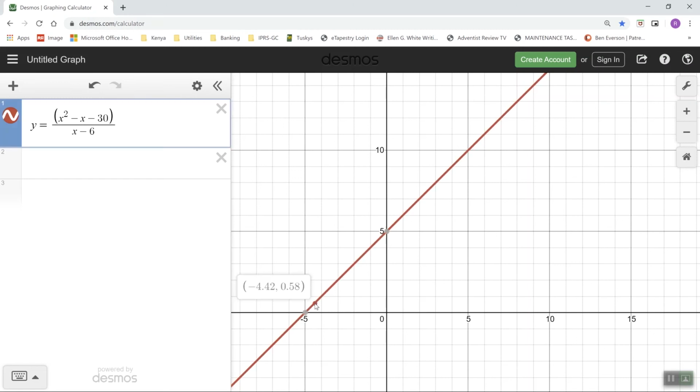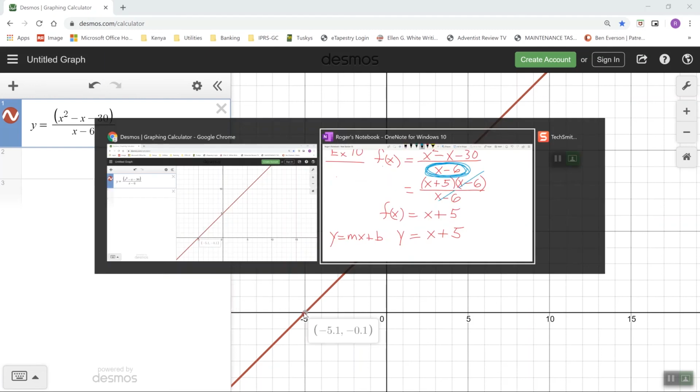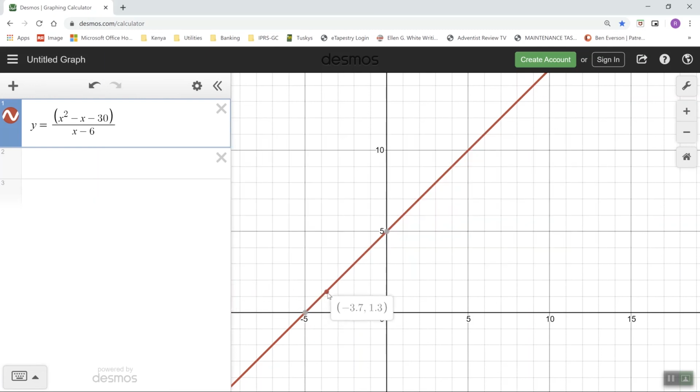Okay, here we go. All right, so as I move up along this graph, notice I'm starting at -5. And then we go to 0. And then we go to 1. Right here is 1, 6. This should be 2, 7. Sure enough. 3, 8.